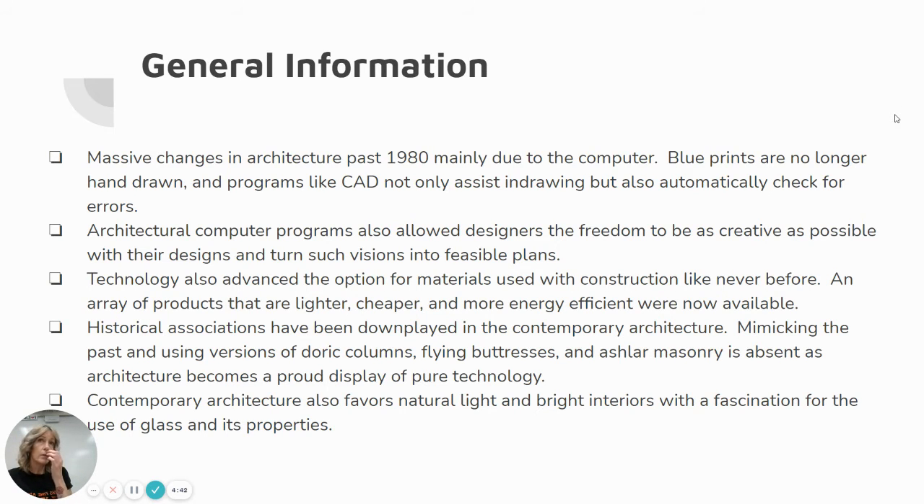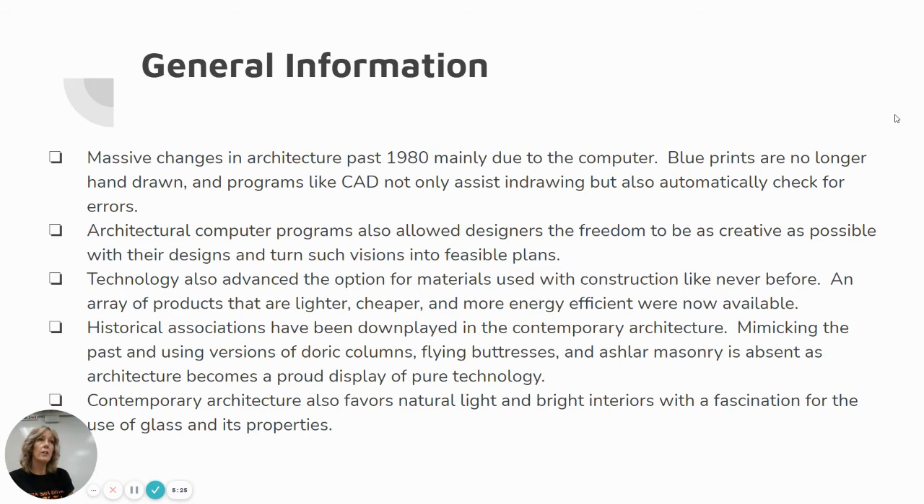We talked about postmodernism, and contemporary architecture definitely strays away from postmodernism. Contemporary architecture embraces the fact that there is innovation and change, and they really want to stray from anything of history. So mimicking the past and using a recreation of historical styles is absent in contemporary architecture. It becomes this new thing, and that's something that's embraced in contemporary architecture.